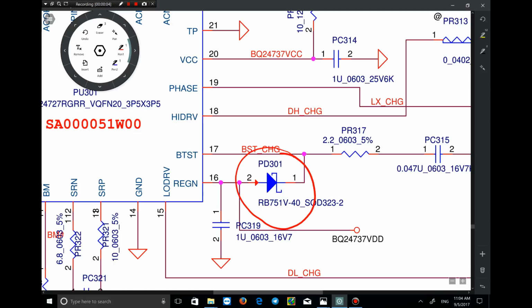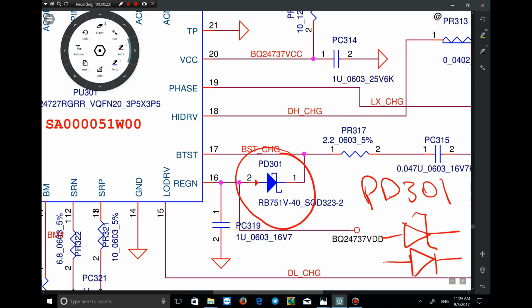The next component is a Zener diode, PD301. It's not different from a diode by letters, it's totally the same, but the symbol is a little different. This is the Zener diode's symbol, and this one is the normal diode's symbol. And as you see, this is Zener.